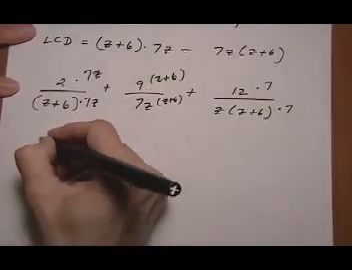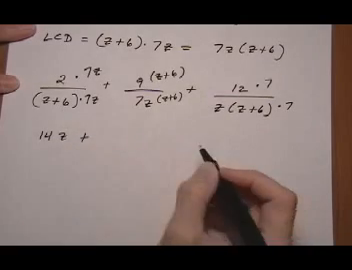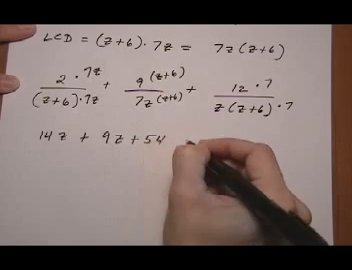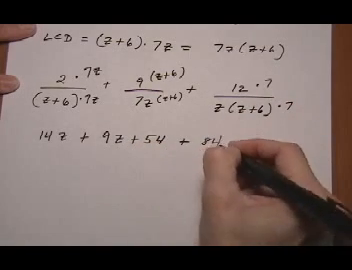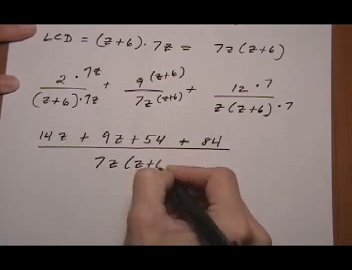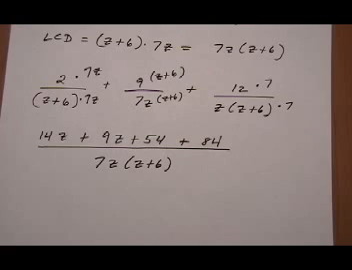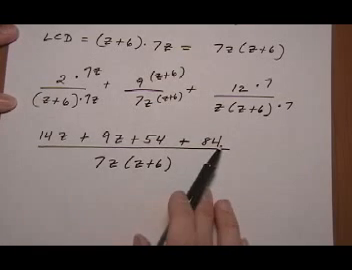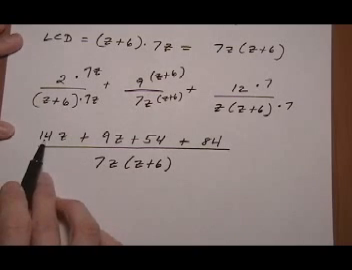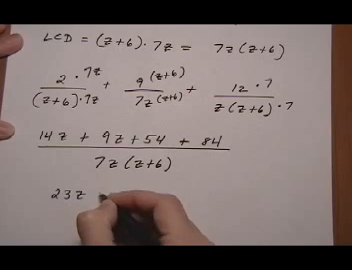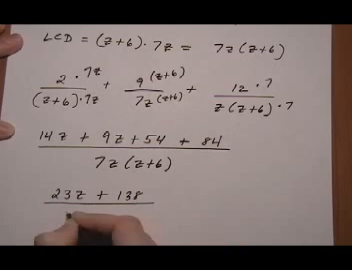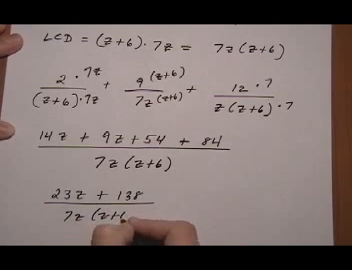And that's going to give us 14z plus, now I'm going to distribute the 9 onto the z plus 6, 9z plus 54 plus, and 12 times 7 is 84, all over the common denominator of 7z, z plus 6. And now we want to combine like terms, factor, and cancel to get in lowest terms. So 14 and 9 gives us 23z. 54 and 84 will give us 138. All over 7z, z plus 6.